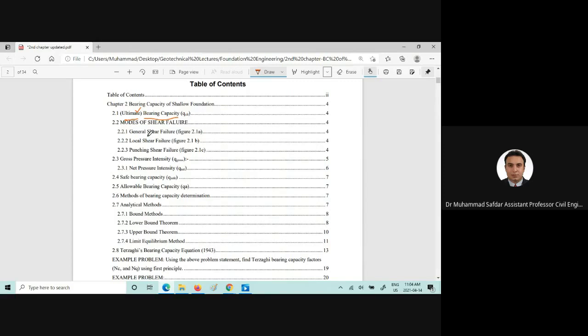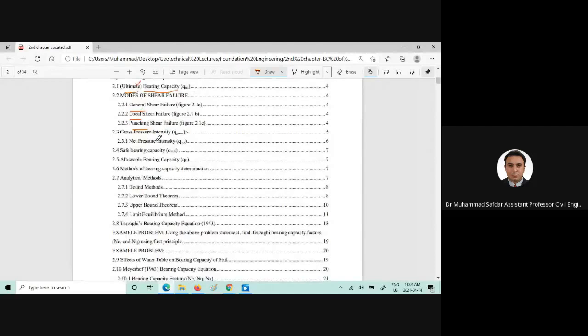Then when we load a soil, depending upon the type of the soil or the state of the soil or the condition of the soil, the failure mechanism or the mode would be different, and there would be different modes, for example, general, local, and punching shear failure.